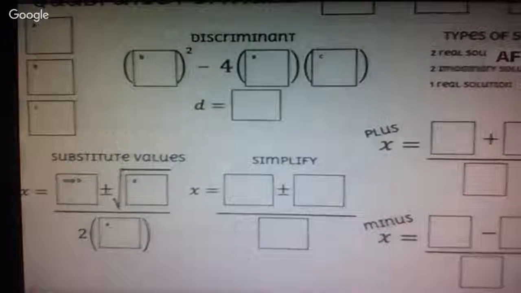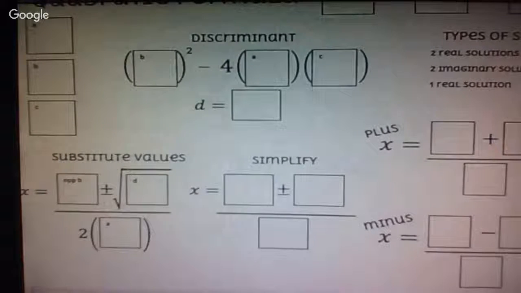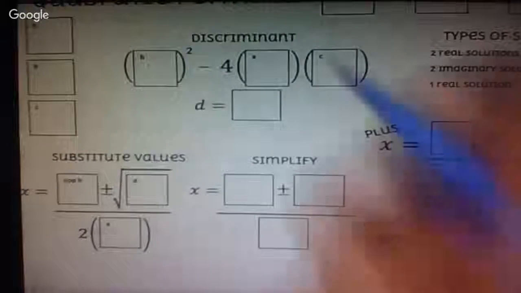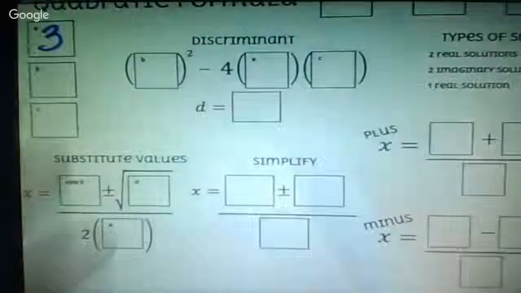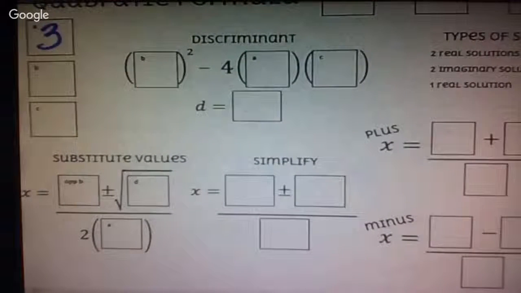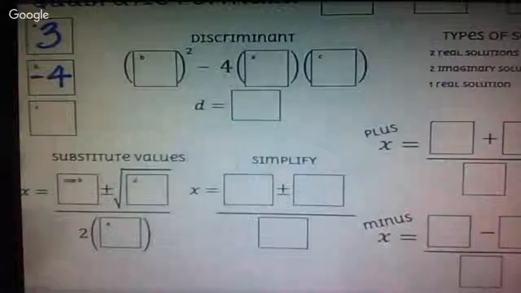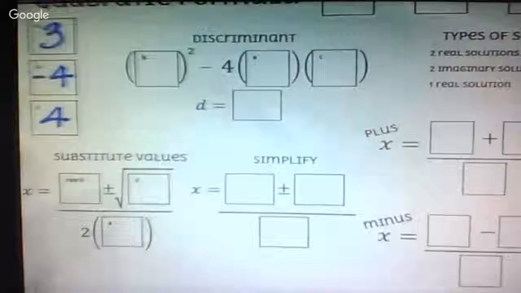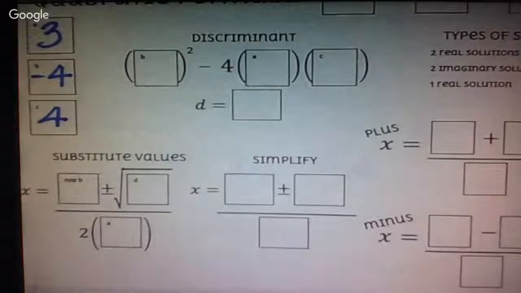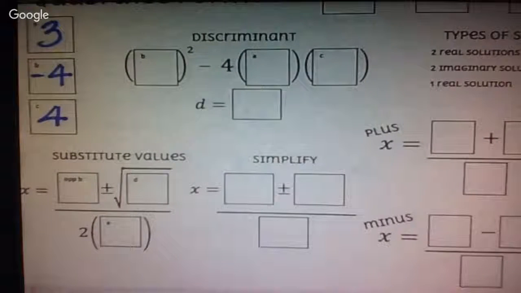Okay. Once you have it equal to 0, what number is in front of my squared term? 3. So that is my A value. My A value is 3. What number is in front of my X? -4. And then +4. So once it's equal to 0, you need to identify your A, B, and C.